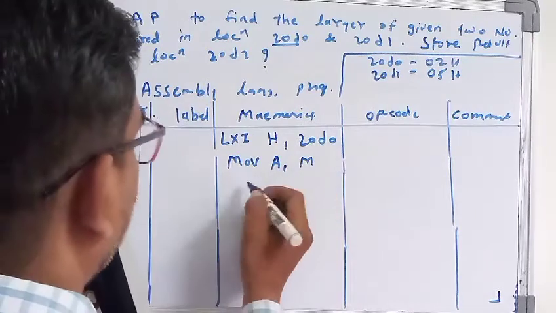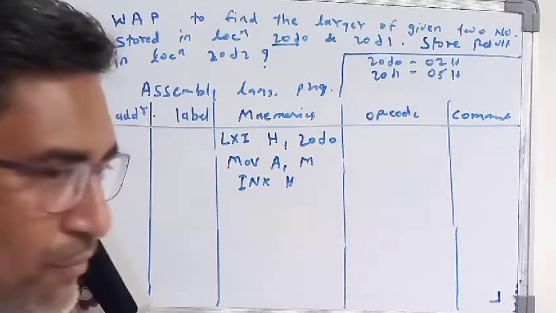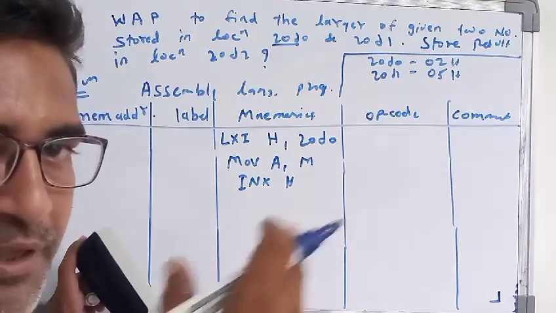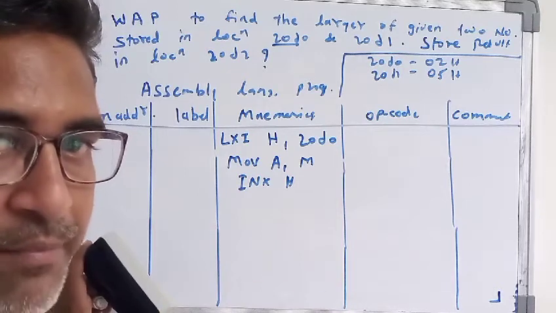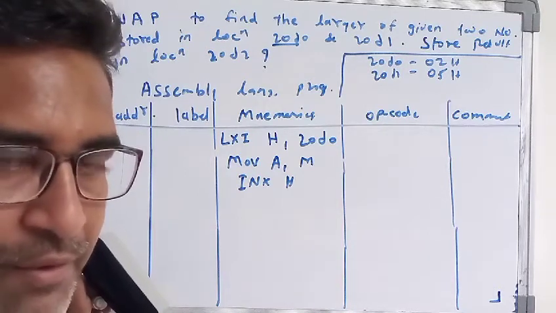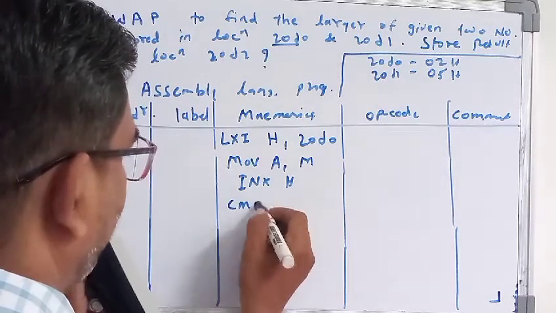So here after this one, I and next H you have to write down. Then both the numbers they have got. After getting those numbers, we have to compare both the memories. What is the larger number? Means the CMP instruction comes into existence.